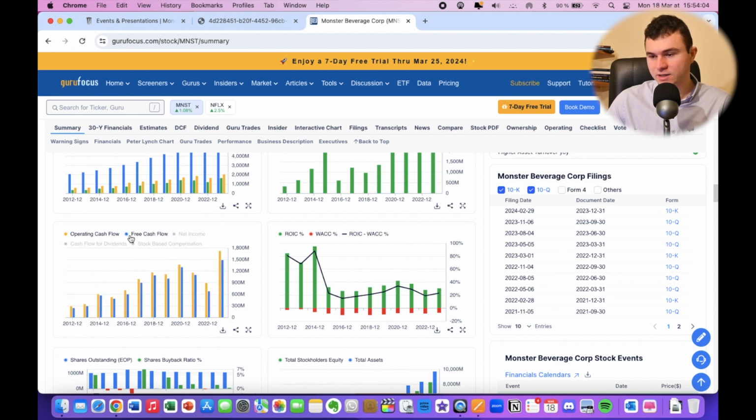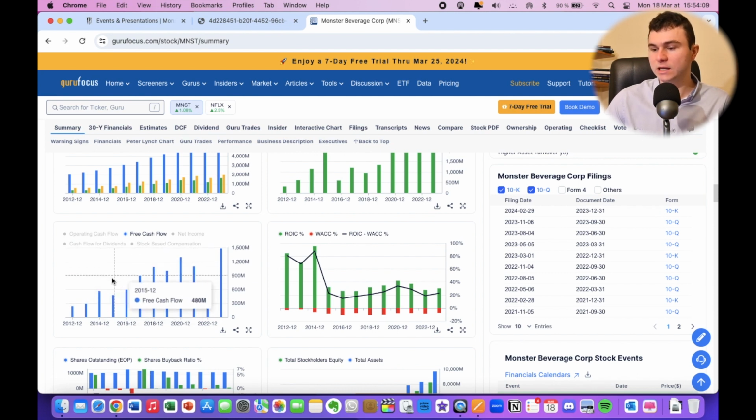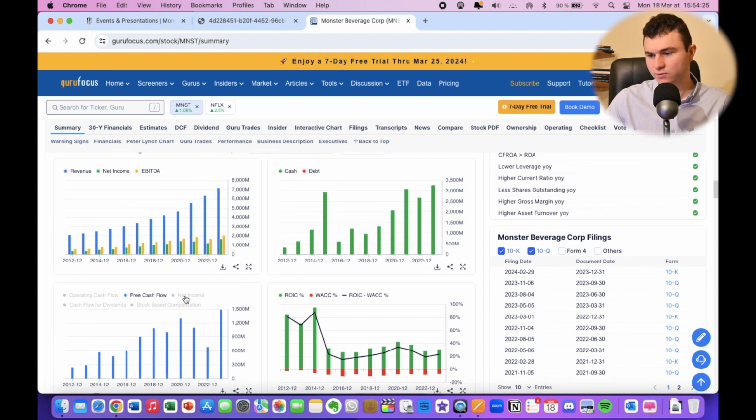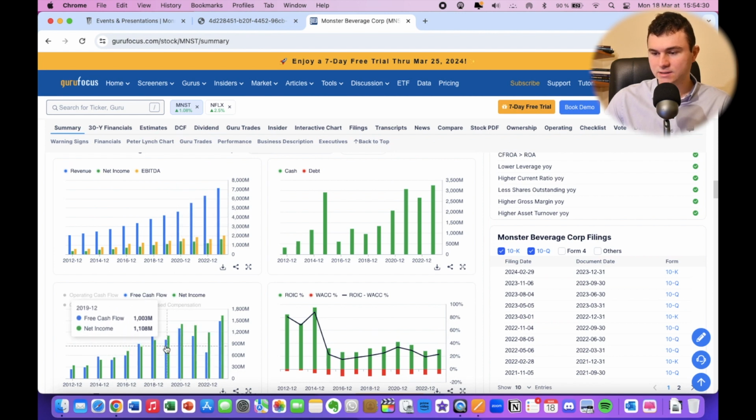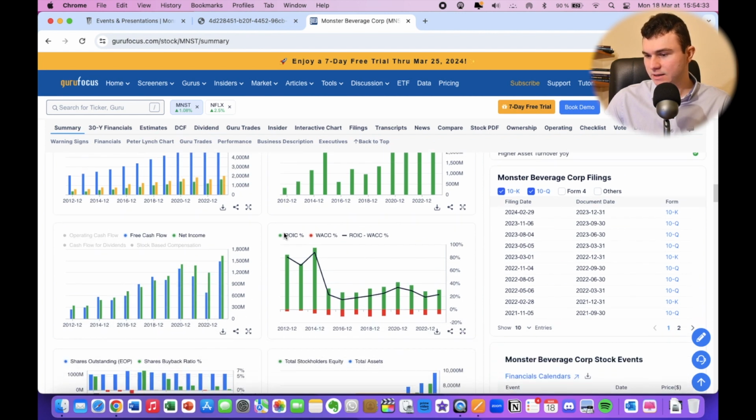And if you scroll down, you look at the free cash flow. Let's remove this, operating cash flow and free cash flow that are coming from the cash flow statement. And you see that that's quite volatile, but that's up and to the right. Roughly speaking, they generate, I don't know, 1 billion of free cash flow. Okay, so not a lot of free cash flow compared to their net income that you can also see here. Net income is okay, 1 billion. And you have a rough idea of the return on invested capital here at 30%, I would say.